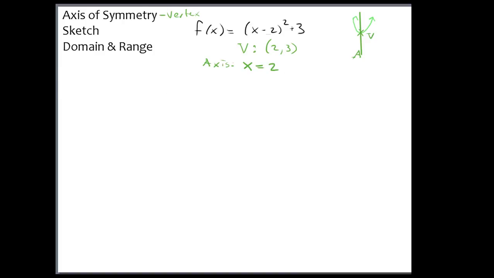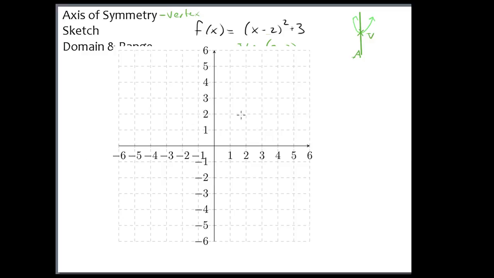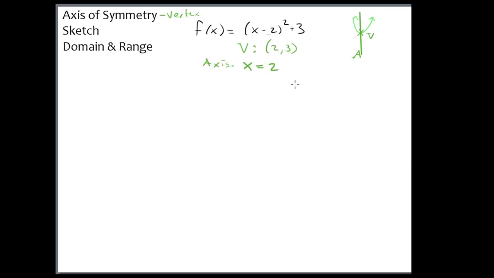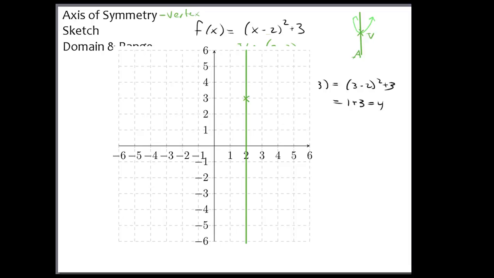Cool. Let's sketch this. My vertex is at 2, 3. Here's my axis of symmetry. Do I need some points? Probably, but I'm going to guess that if I take a look at f of 3, I'm going to get 3 minus 2 squared plus 3. That's 1 plus 3. That's 4. So I could mark that.